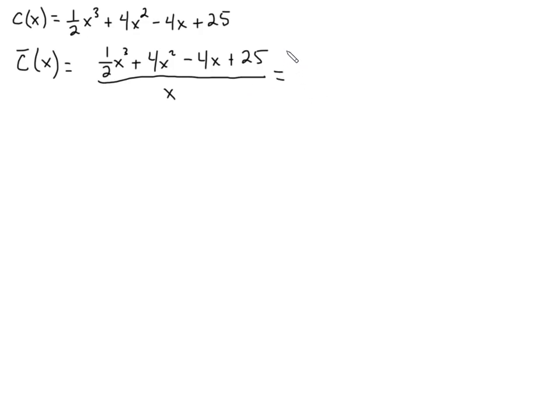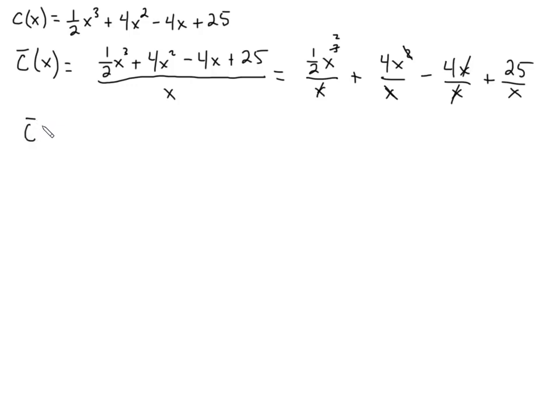Now the way that we can approach this is we just split this up as 4 different fractions. So we're going to have 1/2 x to the third over x plus 4 x squared over x minus 4x over x and plus 25 over x. Okay, so then we'll just cancel. This is going to go down to a second power, cancel. This is going to go down to a first power. These are going to cancel entirely, and that one will just stay as is.